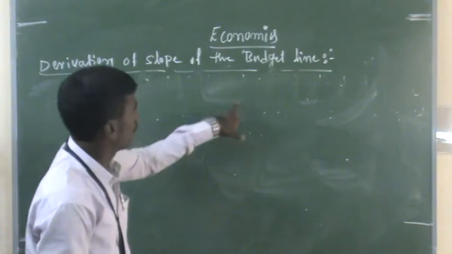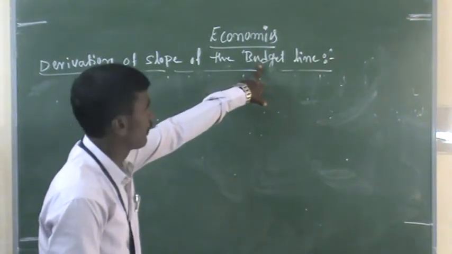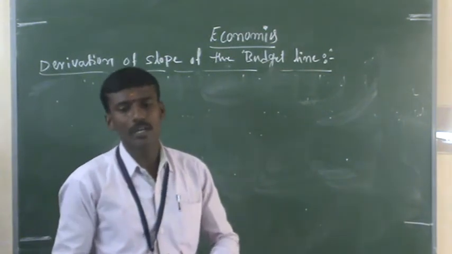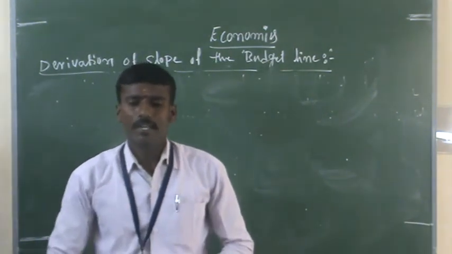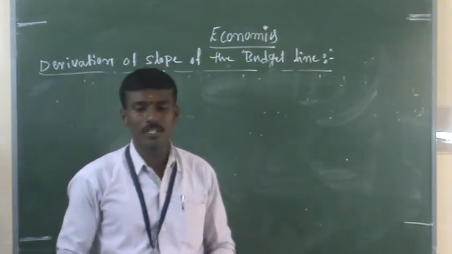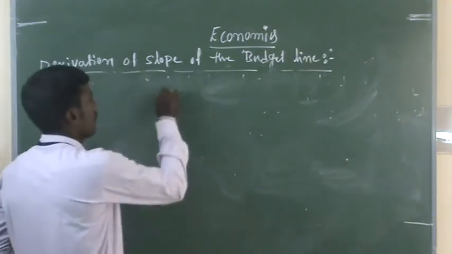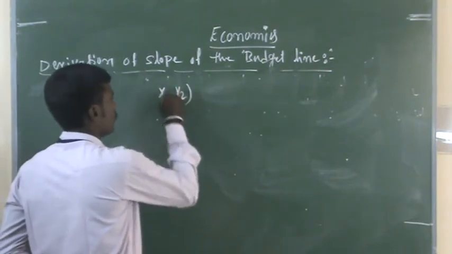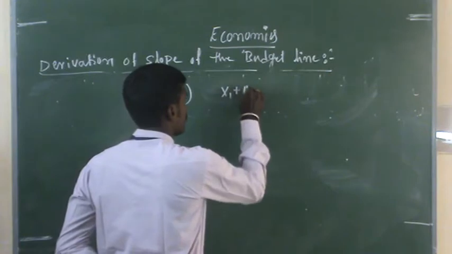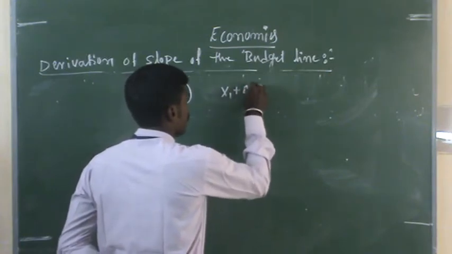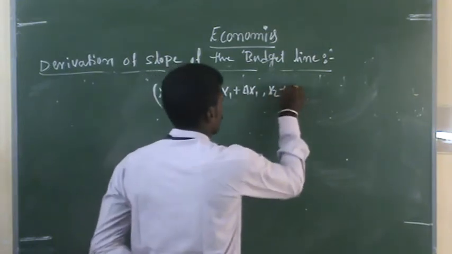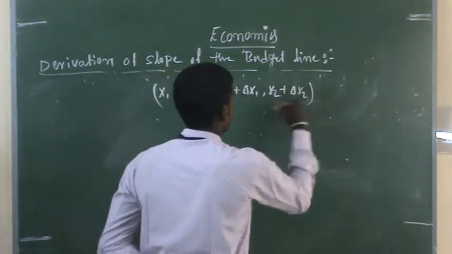Example, we explained the slope of the budget line. Now, the same concept we are going to understand through the equation only. Let us consider any two points or two goods, such as point number 1, x1, x2, and point number 2, x1 plus delta x1 and x2 plus delta x2.